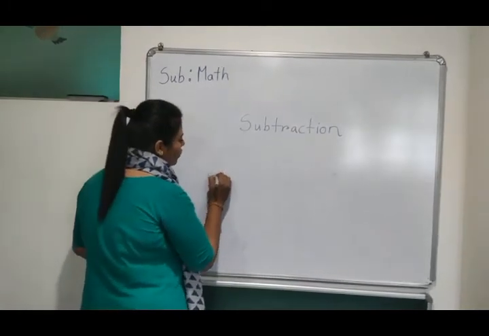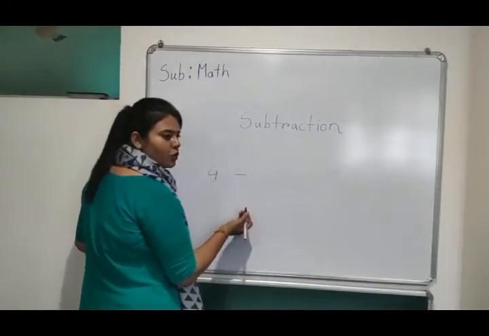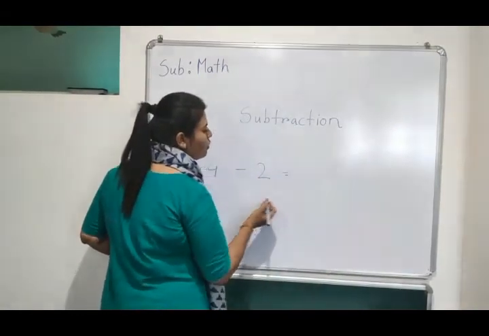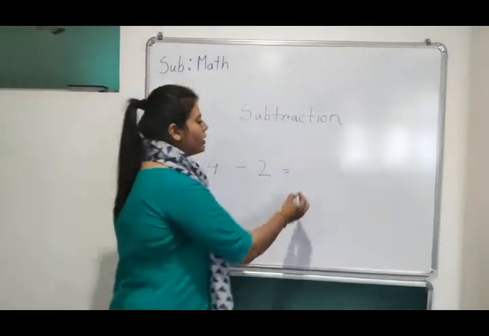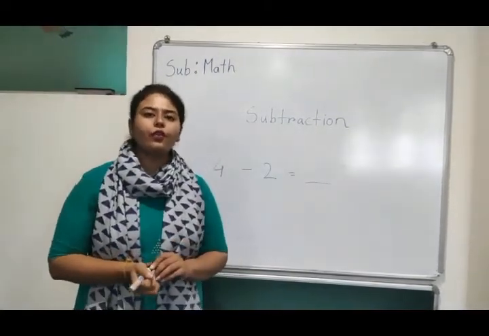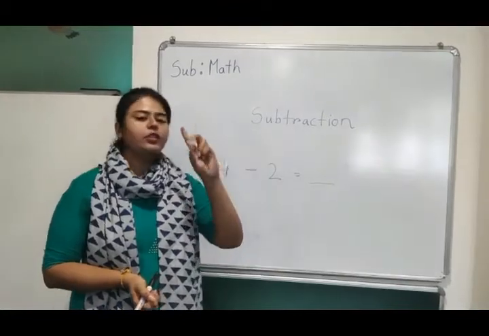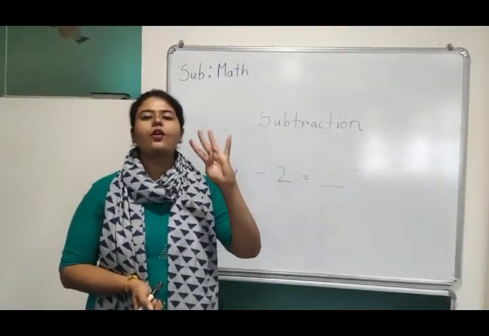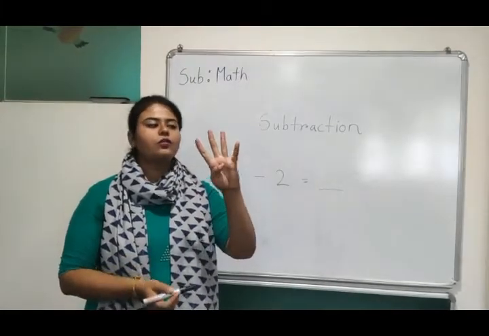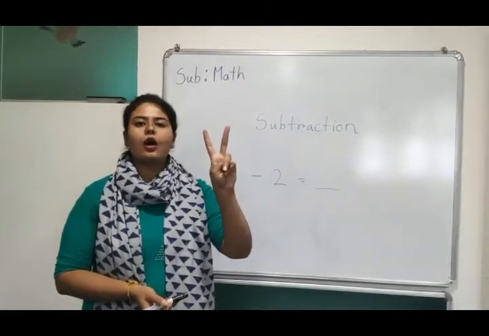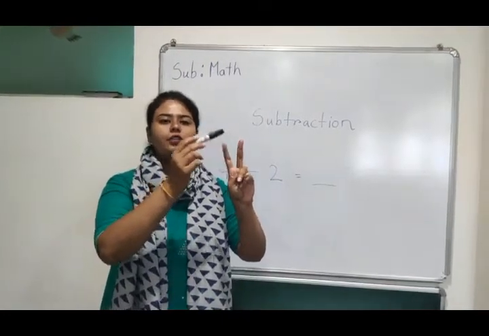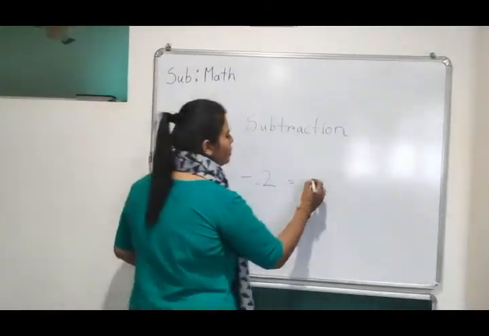Like 4, this sign shows subtraction. 4 minus 2. So how can we do it? What is the answer? I will first use my 4 fingers. 1, 2, 3, 4. Now I will cut 2. So 1 and 2. So how many are left? There are 2 fingers. 1 and 2. So our answer is 2.